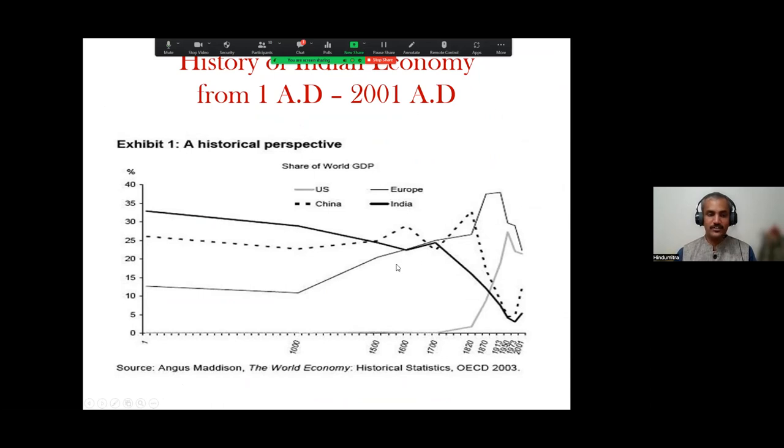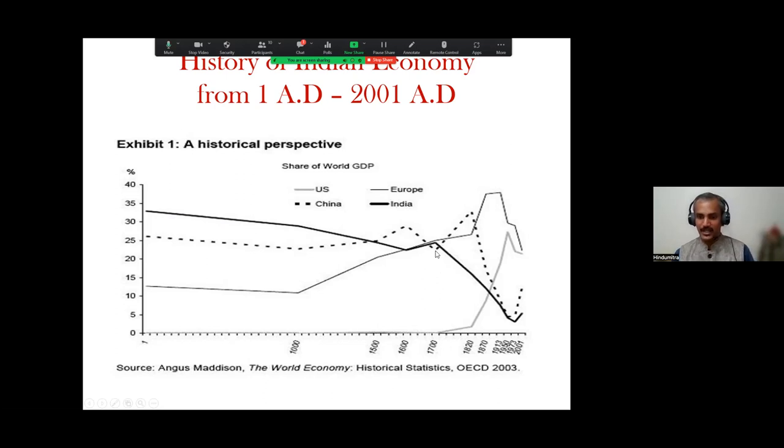So how it affected is, this is the economy of the world. A study done by a great economist called Angus Maddison, who published his work in 2003. This shows the economy of the world in percentage of GDP of four major economies: US, China, Europe, and India. If you see, till the 16th or 17th century, India always was the richest in the world. That's why everyone wanted to find a route to India, so that they can get a part of the riches.